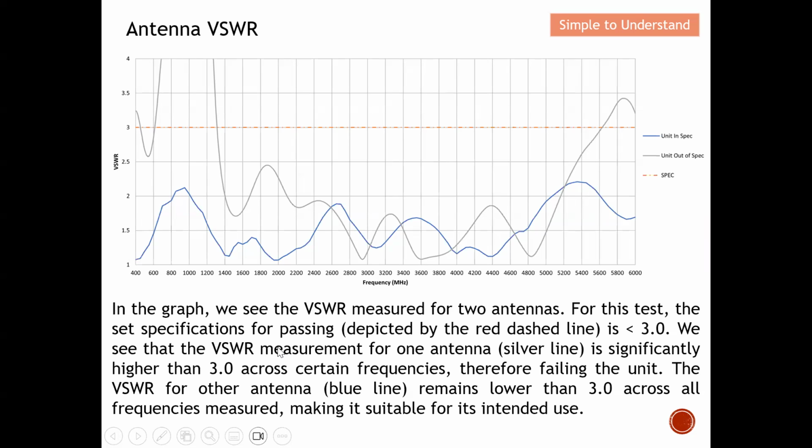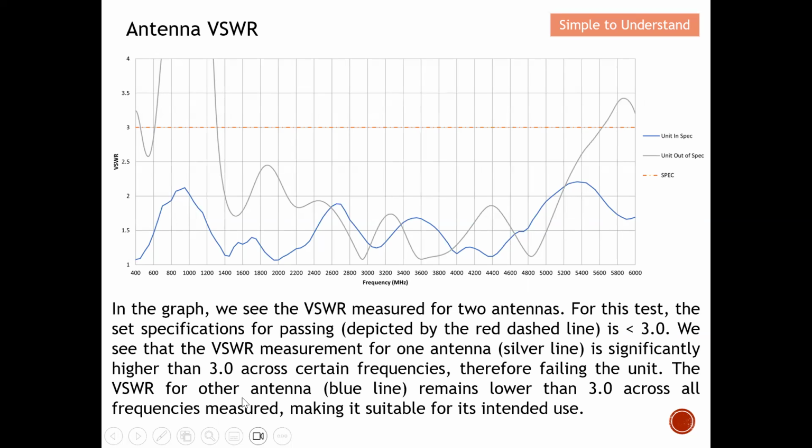We see that the VSWR measurement for one antenna, the silver line, is significantly higher than 3 across certain frequencies. You can see that this is the limit line. For example, here will be a VSWR of 3. You can see that in this frequency zone, they are more than 3, and over here at the end, this part is also more than 3. So this is what it means here. They have significantly higher than 3 across certain frequencies. Therefore it fails, which means that this antenna is not suitable to operate in this frequency band.